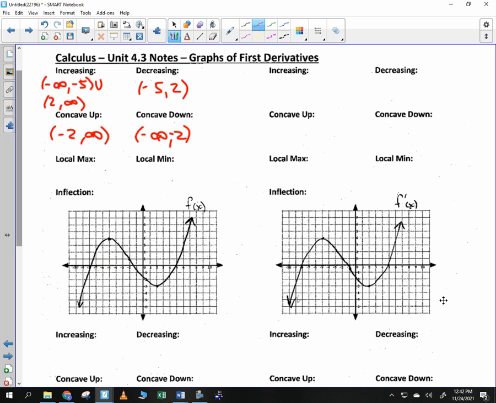When we look at the graph, we can determine the local max. What is the coordinate of the local max? Yeah, negative 5, positive 4, right? The x value is negative 5, the y value is positive 4.